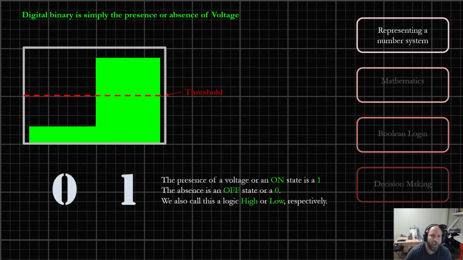And we also call this a logical high or low respectively. And you'll start to recognize why we call it a logical high or low. If you look at the visual representation, it's pretty simple to see why we call it a high or a low. 1 being high, 0 being low.